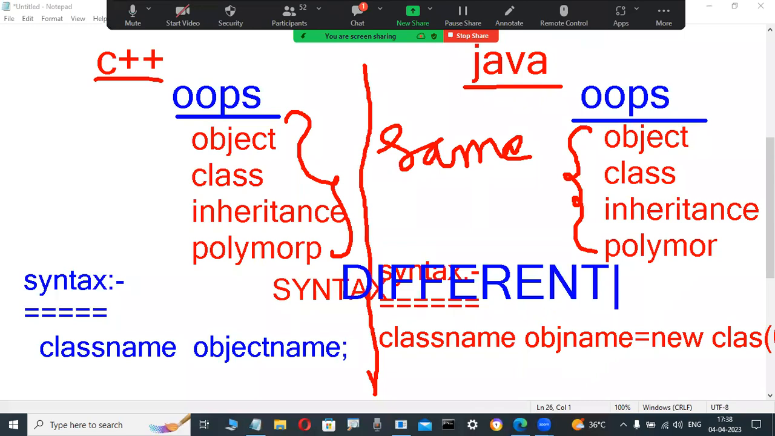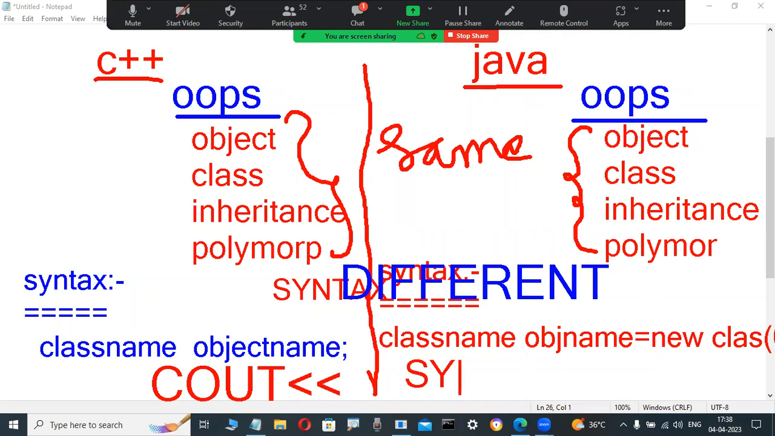The functions are also different. Suppose in C++, if you want to display stream output, cout is a function we are using. Through that one, we are displaying stream output. Suppose we use the same function in Java, how will it work? That is a different language, so we use System.out.println.